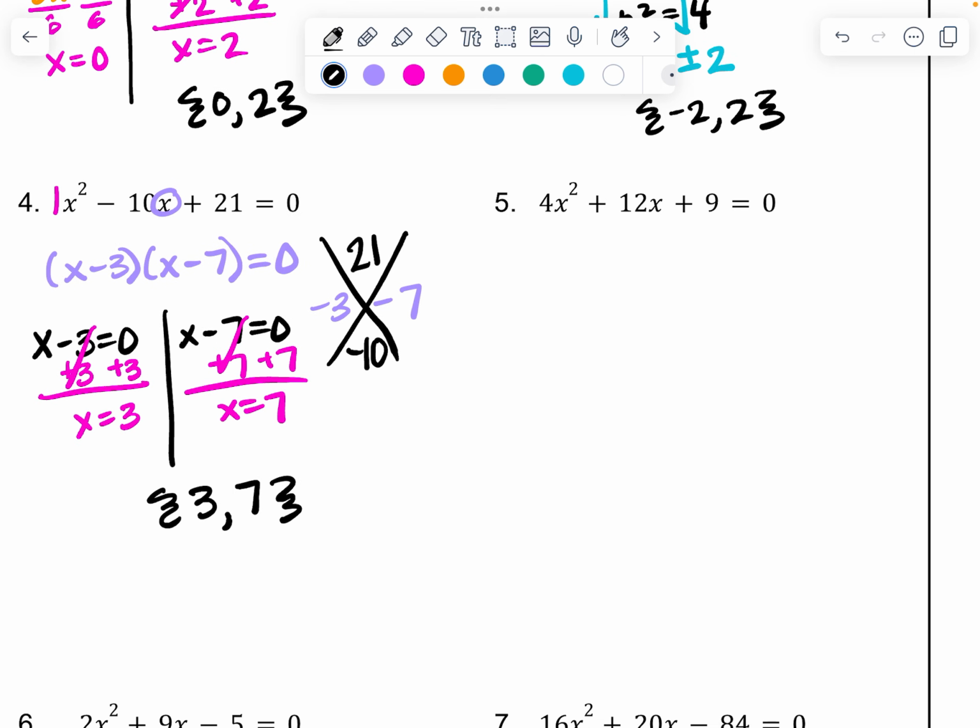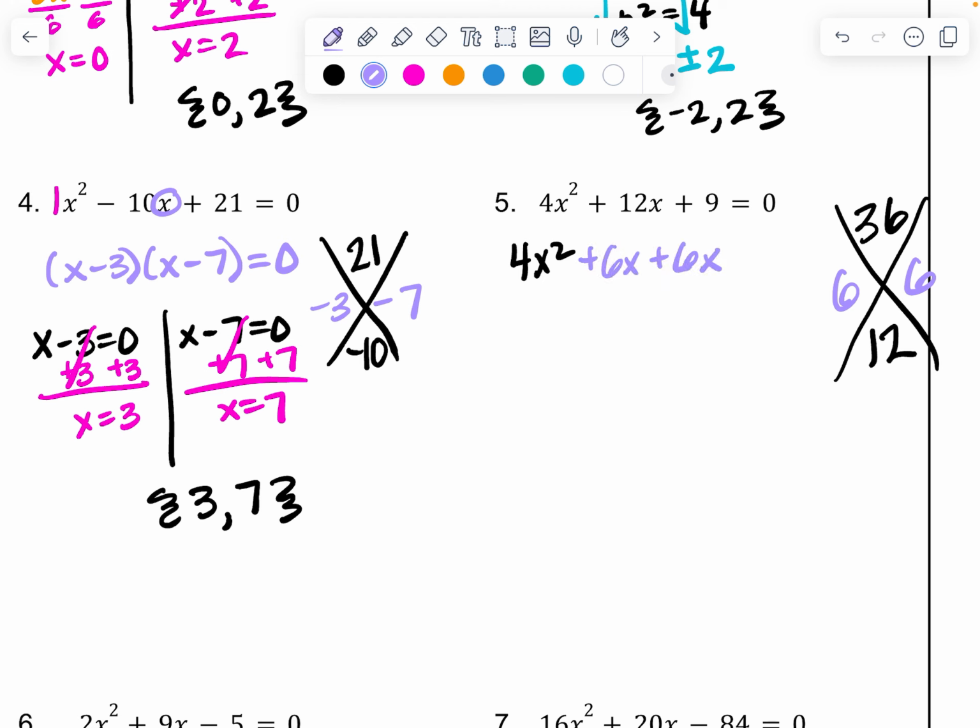Okay, this one we'll have to fully factor because a is not equal to 1. So 4 times 9 is 36, and 12 is b. So my factors for this would be 6 and 6. That took me a minute. Okay, so I'm going to rewrite my trinomial into a 4-term polynomial. 4x squared plus 6x plus 6x plus 9 equals 0.